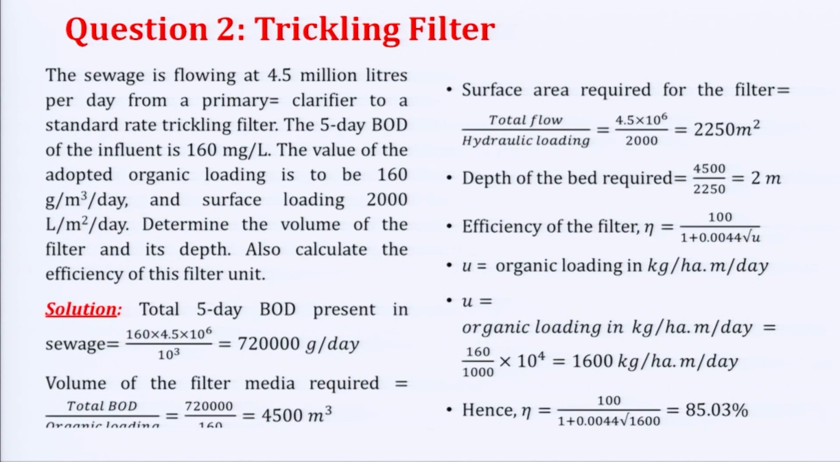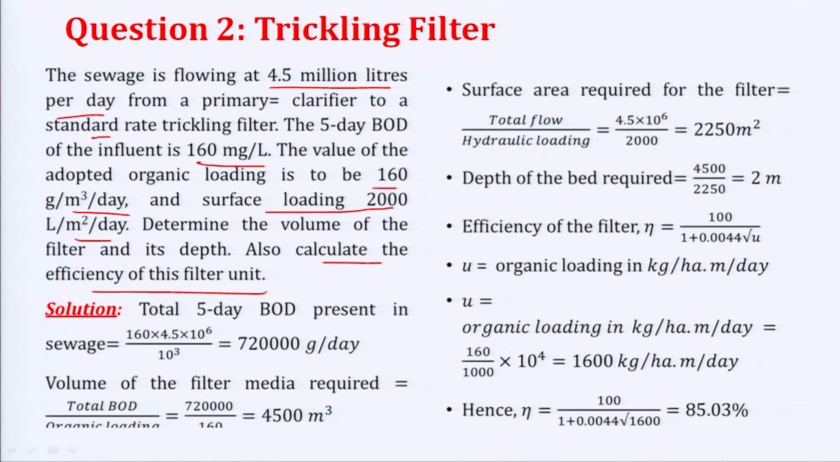Now, let us come to a question. This is a problem for trickling filters. So, what is the question here? The sewage is flowing at 4.5 million liters per day from a primary clarifier to a standard rate trickling filter. Standard rate in the sense low rate trickling filter. The 5-day BOD of the influent is 160 milligram per liter. The adopted organic loading is 160 grams per meter cube per day, with a surface loading of 2000 liters per meter square per day. Determine the volume of the filter and its depth, and also calculate the efficiency of the filter unit.